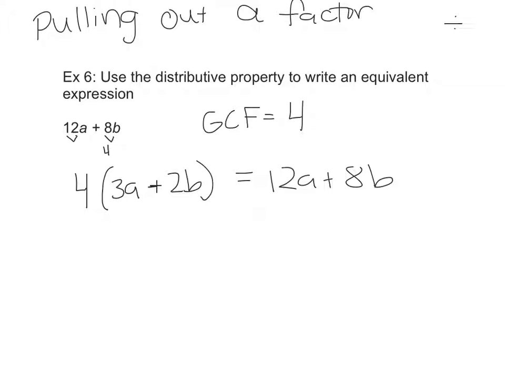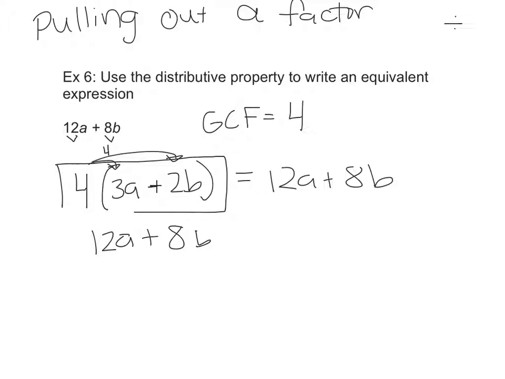Let's just double check our work. If I have 4 times 3a, that would give me 12a. And 4 times 2b, that would give me 8b. Look at that. It matches. So we did it correctly. So here is an equivalent expression.